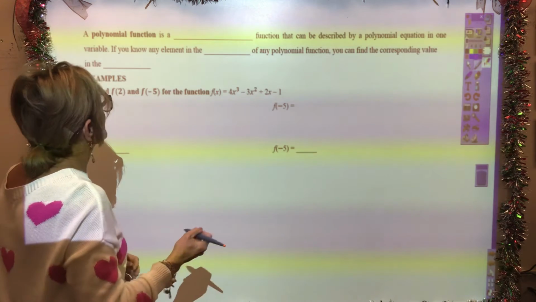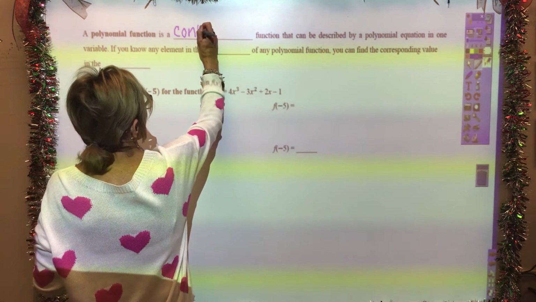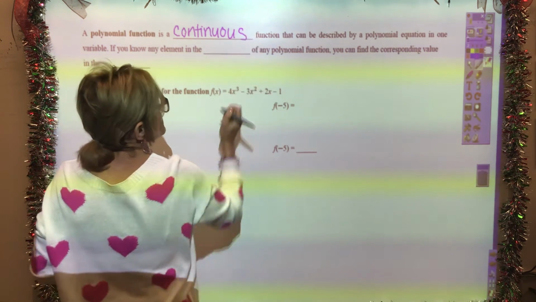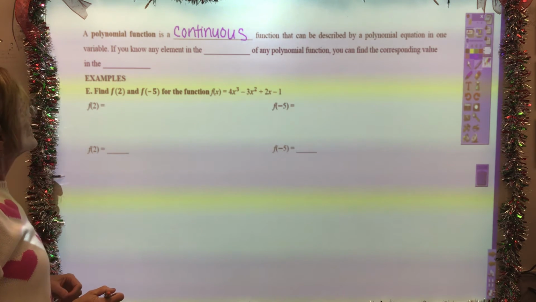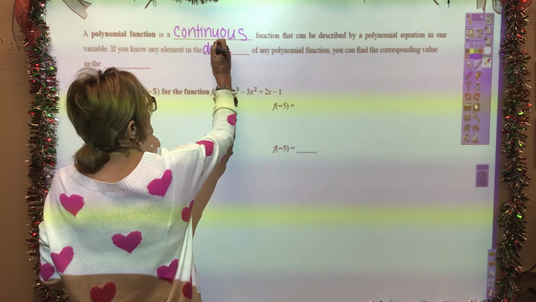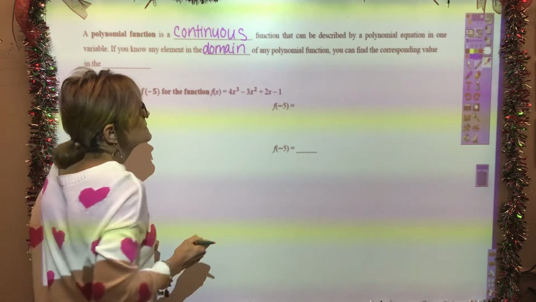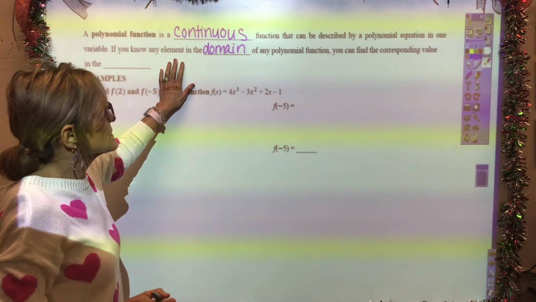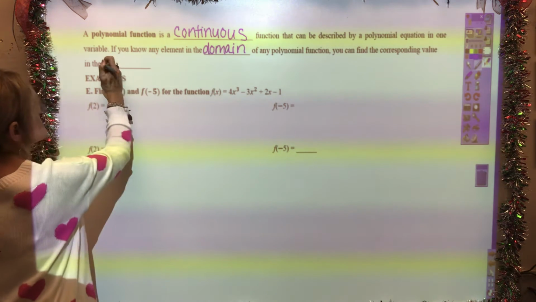Okay, a polynomial function is a continuous function that can be described by a polynomial equation in one variable. If you know any element in the domain, that would be the x value, an x value, of any polynomial function, you can find the corresponding value in the range.